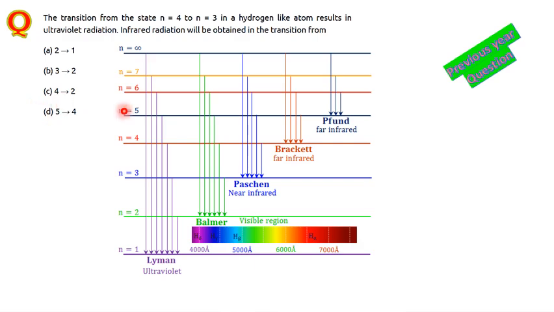So what comes in the infrared region? 4 to 3 will be there, or even 5 to 3, 6 to 3, 7 to 3, 8 to 3, or infinity to 3. This is infrared. Even the Brackett series, 5 to 4, 6 to 4, 7 to 4, all come under infrared. If they mention 5 to 4, 6 to 4, 7 to 4, or 4 to 3, 5 to 3, then you can get the answer.